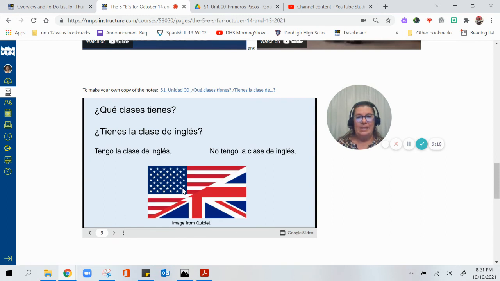Okay, English. I had to come up with a picture. There's so many things that you guys do in English. You read, you write, you analyze, you discuss, you focus on literature, poetry, all sorts of cool things. So I just picked a flag of 2 countries that tend to speak English. That's what I was going for. So, ¿tienes la clase de inglés? Tengo la clase de inglés. No tengo la clase de inglés.